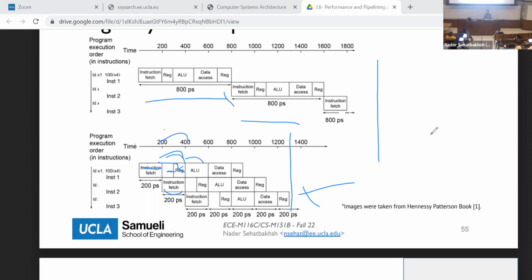Okay, so I hope this is clear enough to compare what single cycle gives versus pipeline. Is there any question here?